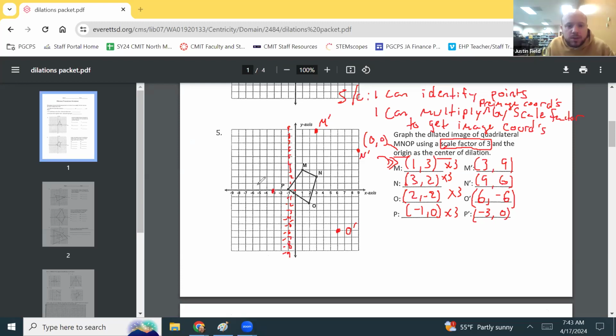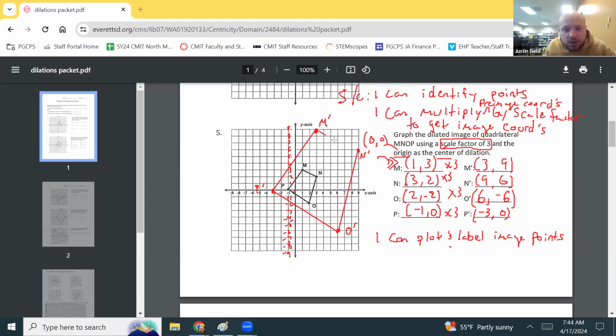That's P prime. So we not only plotted, but we also labeled image points. Okay. And I am going to try to use my line tool to get some precision. I want you to see, like I was trying to say, the angles are the same.